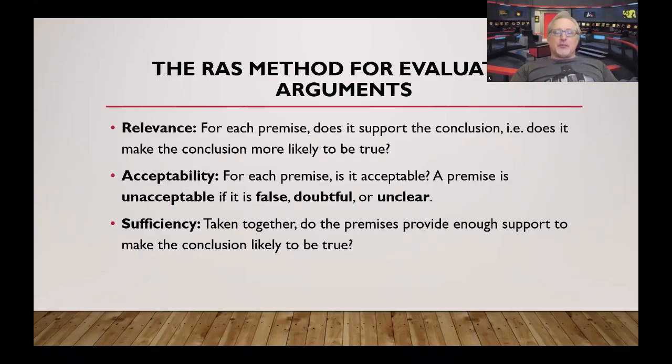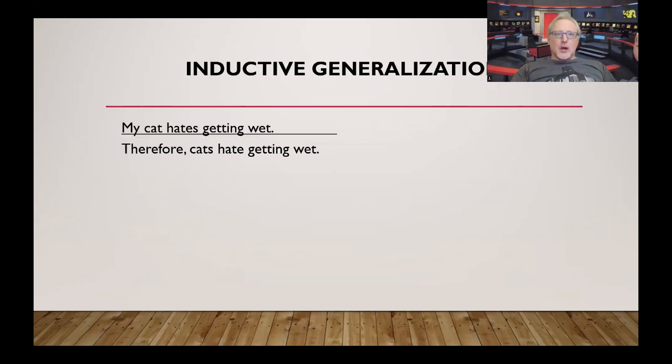Now, sometimes you have an argument where the premises are acceptable and they're also relevant, meaning they give you reason to think that the conclusion is true, but it's still not a successful argument because the premises don't give you enough support to think that the conclusion is true. Remember this slide from when I was talking about inductive arguments? The fact that my cat hates getting wet does support the conclusion that cats in general hate getting wet. One cat is evidence of the class of all cats.